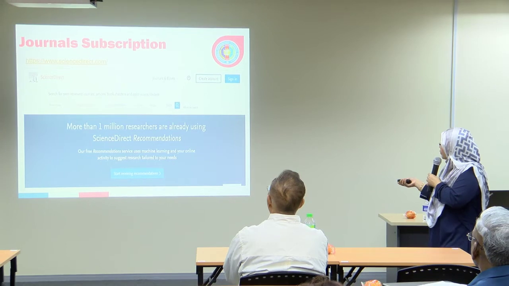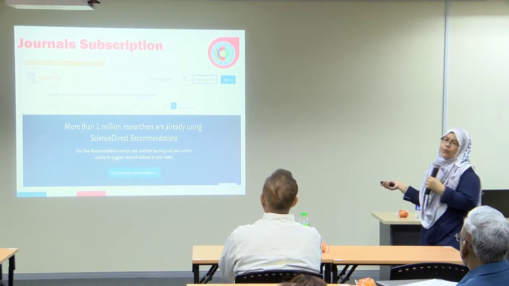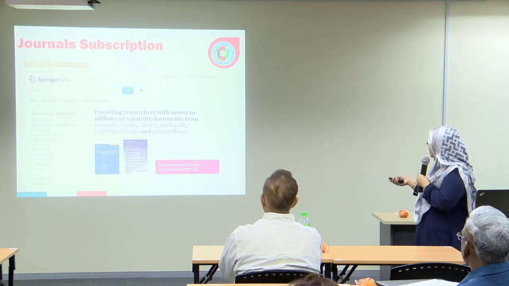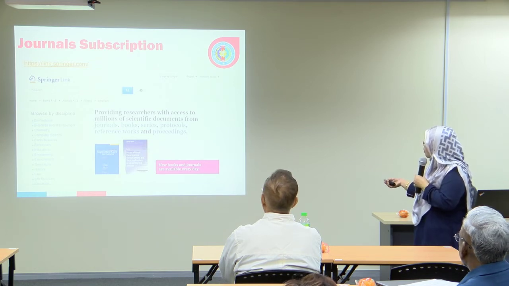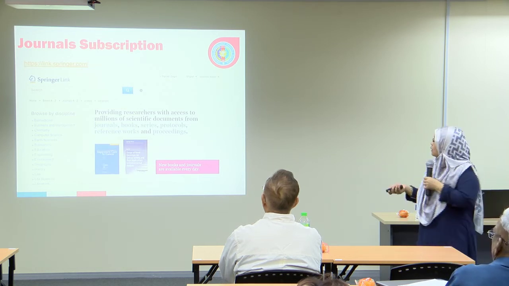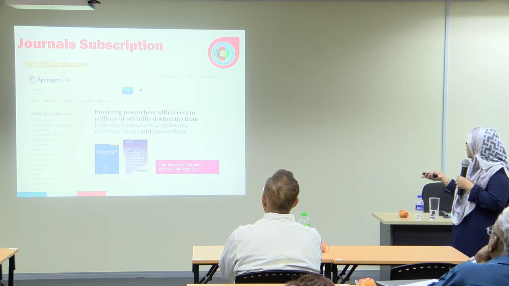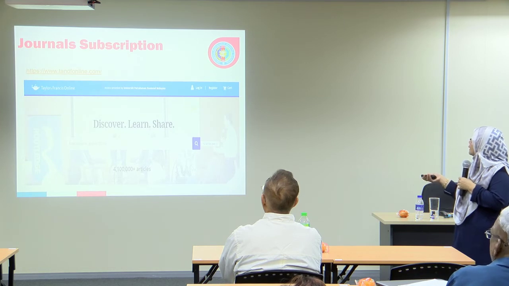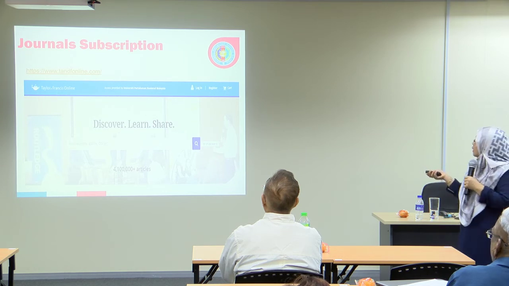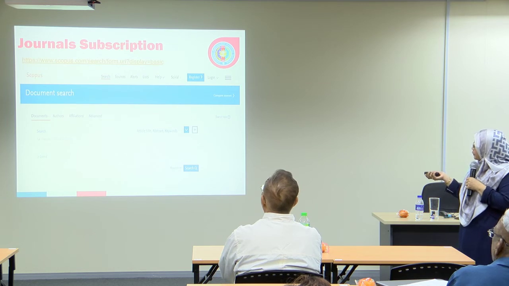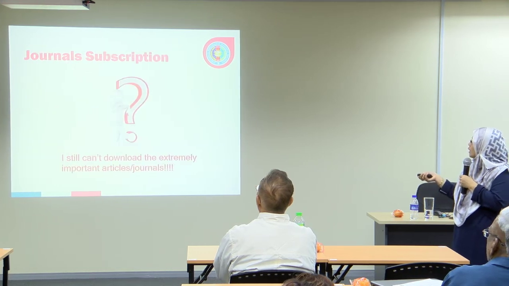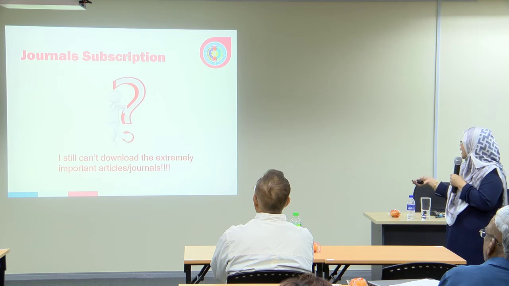Okay, ScienceDirect. More than 1 million researchers already use ScienceDirect. Okay? SpringerLink, books, journals, protocol references. For IT, SpringerLink is very good, journal checking for us. Journal subscription, we can subscribe, but usually the AEU library already has it, so you can use it. Scopus, My Journal. Okay. I can download, I still can't download the extremely important journal.